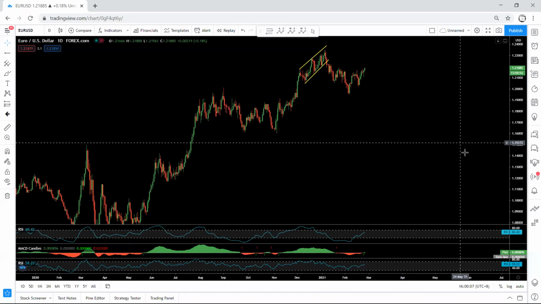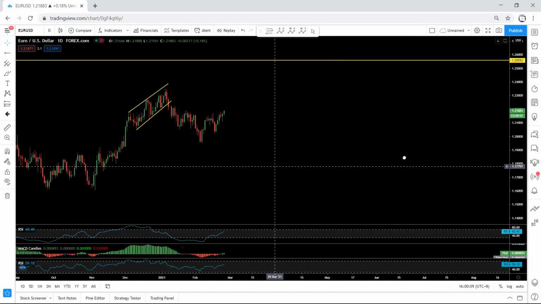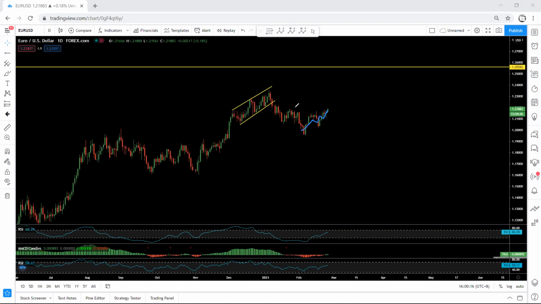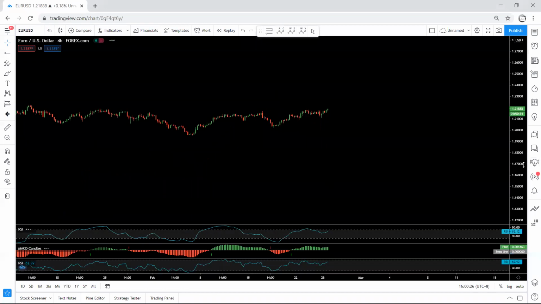EUR/USD, we start with the daily chart. Okay, as we can see on the daily chart, even in my last video I mentioned that when we analyze this, we want to see whether this is the start of the up move and the price can break this top, or whether we can still expect a bigger correction for the next move down. Now we want to see how we can trade it if we move to the 4-hour chart.